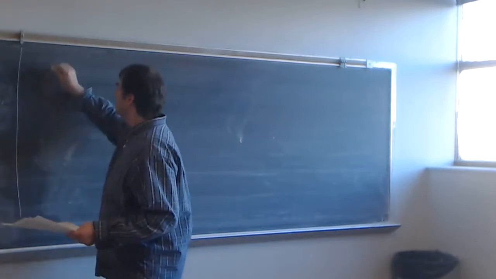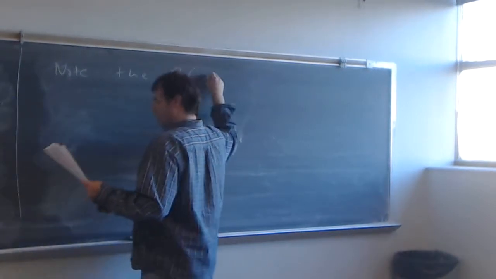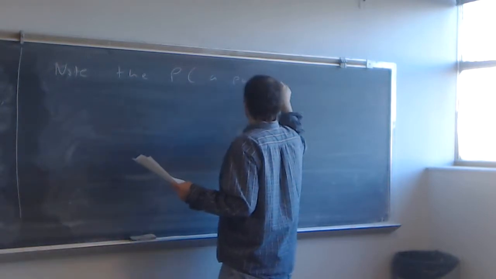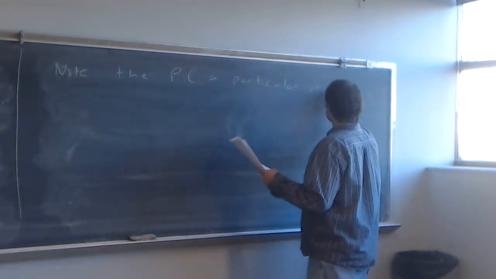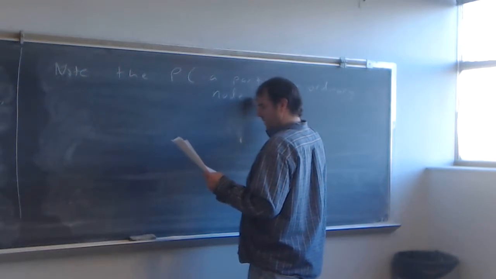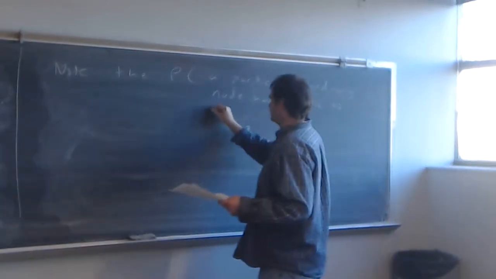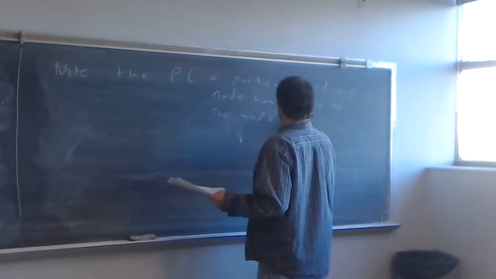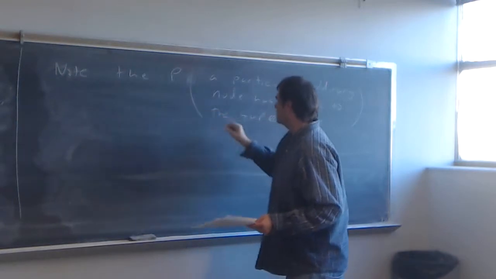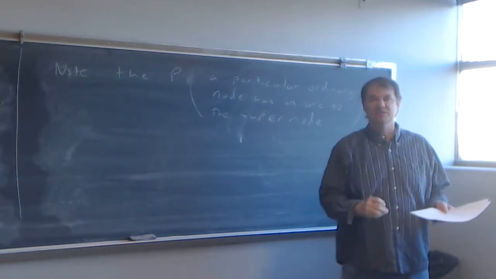Now, note the probability that a particular ordinary node has an arc to the supernode. Okay. So what is this? Okay, so a particular node is not part of the supernode. What's the chance that it gets sent to the supernode?